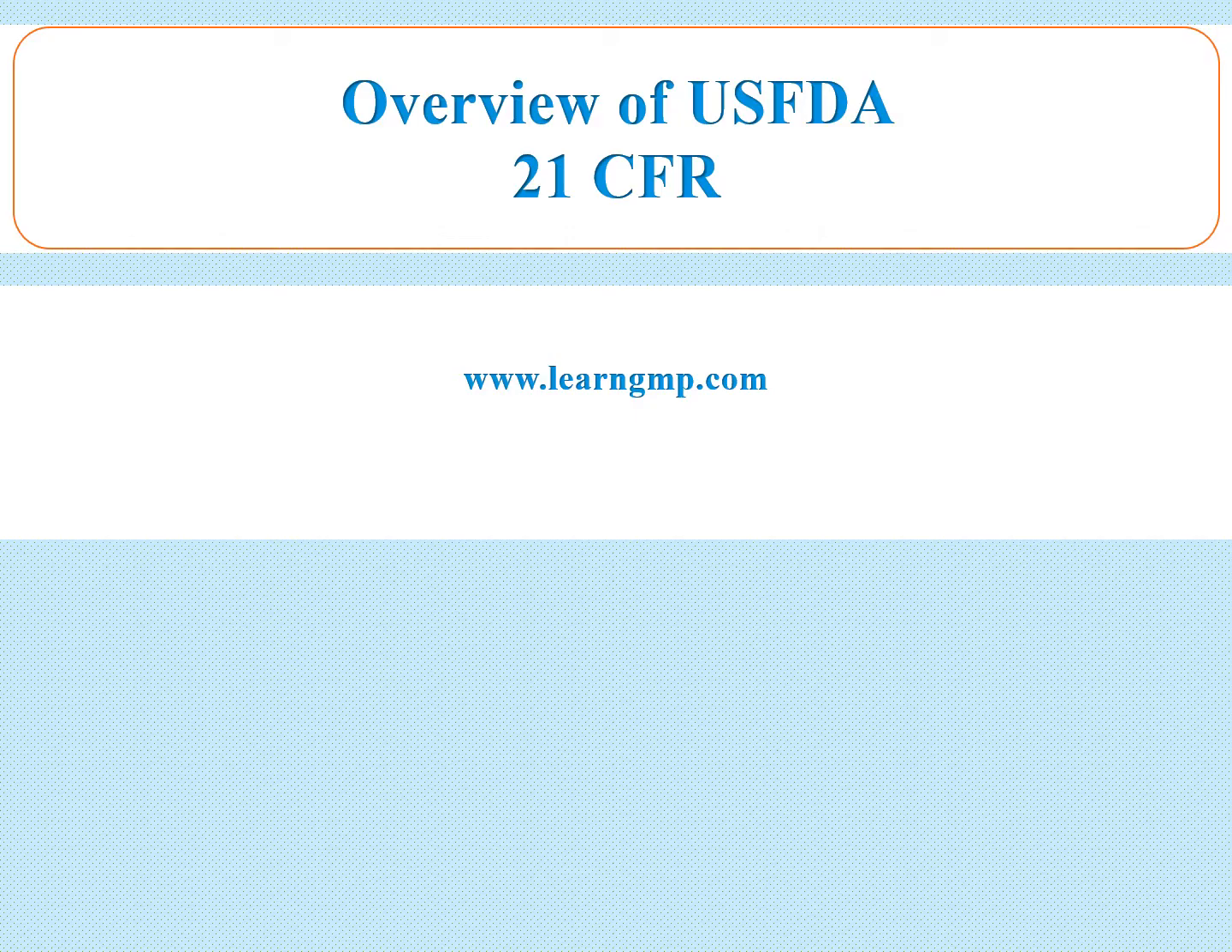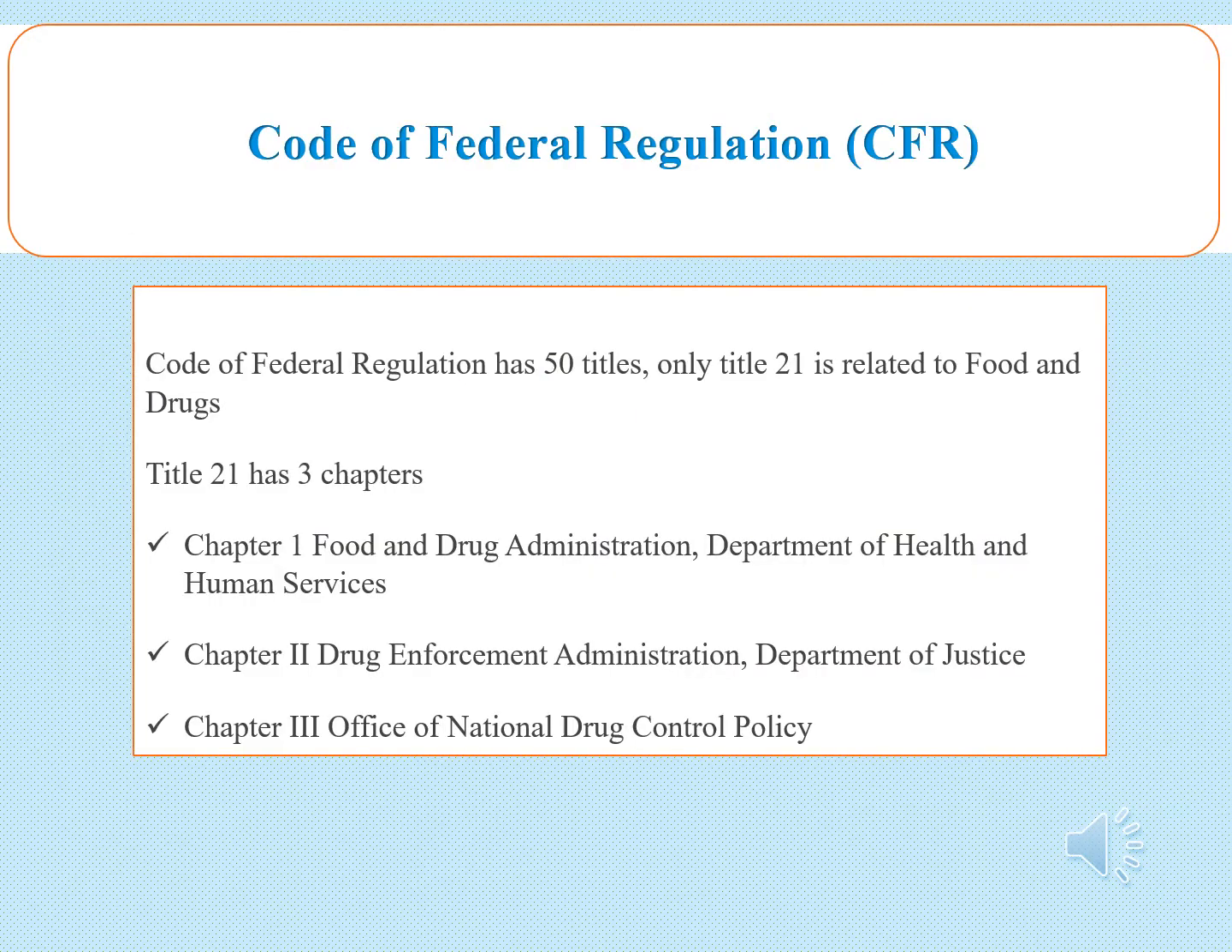Overview of USFDA 21 CFR. Code of Federal Regulation, CFR. Code of Federal Regulation has 50 titles, only Title 21 is related to food and drugs. Title 21 has 3 chapters. Chapter 1 Food and Drug Administration, Department of Health and Human Services.